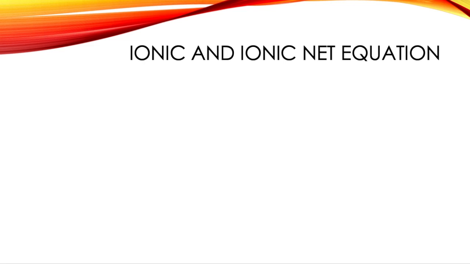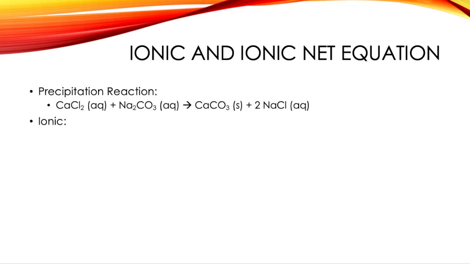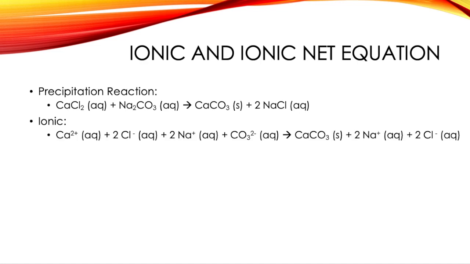To get your ionic equation, you have to separate all of the water-soluble compounds and give them an appropriate charge. For example, you'll be giving the calcium a 2+ charge since it's in period 2, the chlorine a 1- charge since it is in period 7, sodium a 1+ charge since it's in period 1, and carbonate a 2- charge, and you can tell because it's a polyatomic ion.